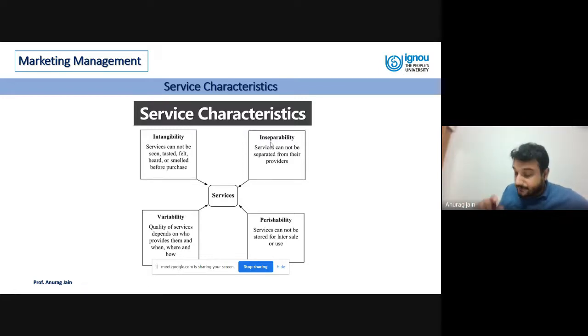So quality of services very much depends upon the person who is going to provide it, and also where it is being provided and how it is being provided. So it is not only who, but it is also about when, where, and how. And these things really matter.